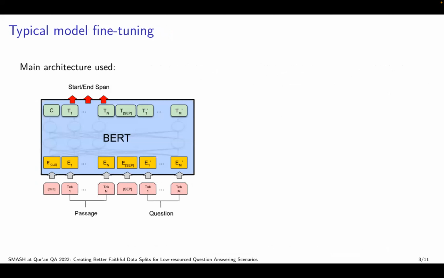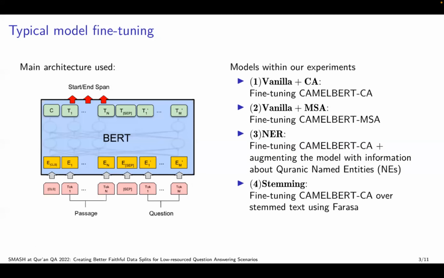For the model fine-tuning, we didn't really use a special model, so we just fine-tuned different BERT models. We feed the passage and the question, and ask the BERT model to predict the start and end span from this passage. More specifically, we tried 4 slight variations of the fine-tuning setup. The first 2 are just fine-tuning different BERT models, which are Camel BERT pre-trained on classical Arabic and Camel BERT pre-trained on modern standard Arabic.